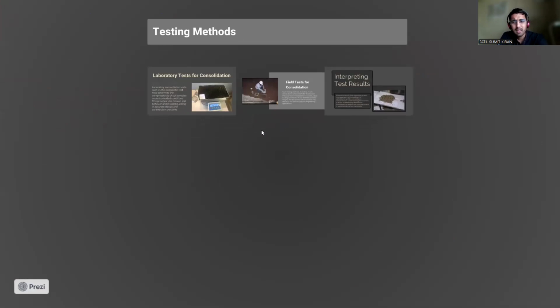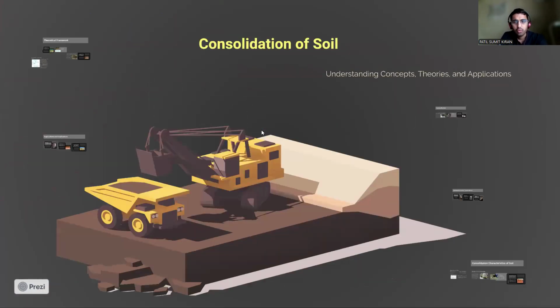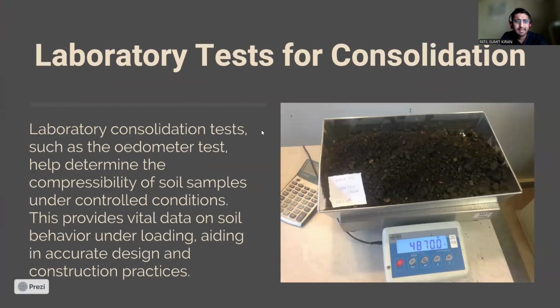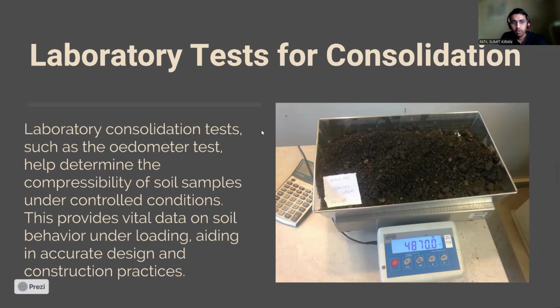Now let us consider the testing methods. First, laboratory tests for consolidation. Laboratory consolidation tests such as the oedometer test help determine the compressibility of a soil sample under controlled conditions. This provides vital details on soil behavior under loading and aids in accurate design and construction practices. It is one of the advanced laboratory tests where the loading is applied on the soil, and from that we can digitally get the data about the consolidation of that soil.